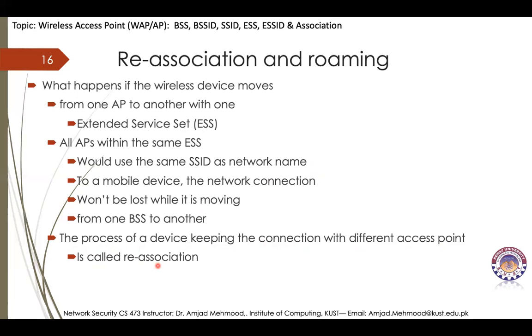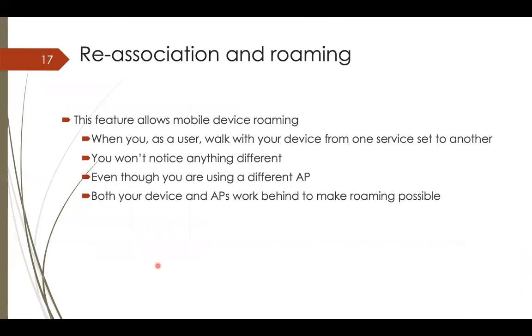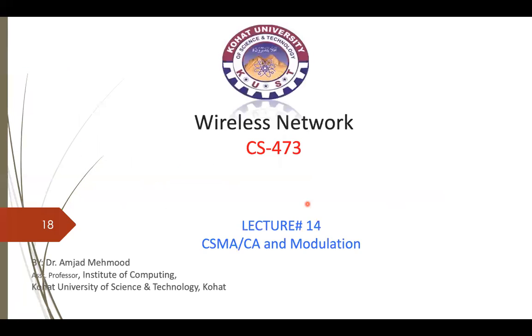Definitely you will have to perform the process of association, but this will be done automatically through this 802.11 architecture. So reassociation, this feature allows mobile device roaming. When a user walks with their device from one service area to another, you wouldn't notice any difference, even though you are using a different access point. Both devices and access points work behind the scenes to make roaming possible. This is how it is done.